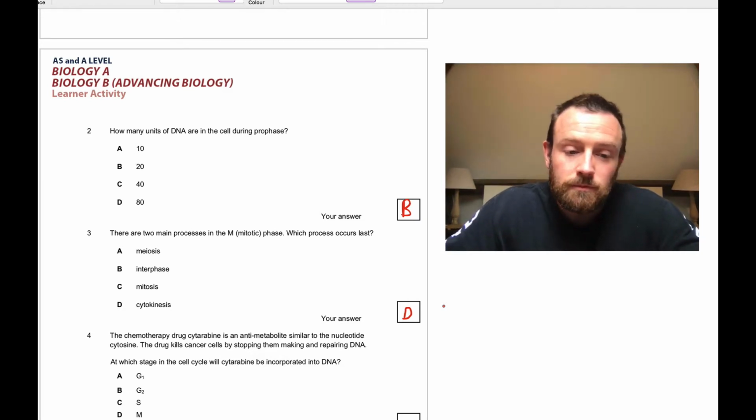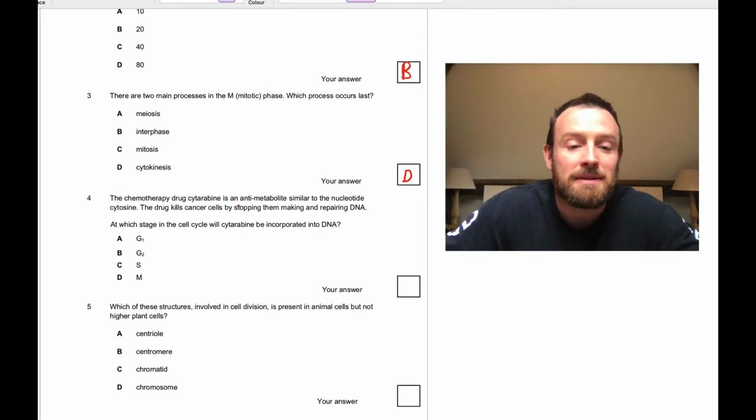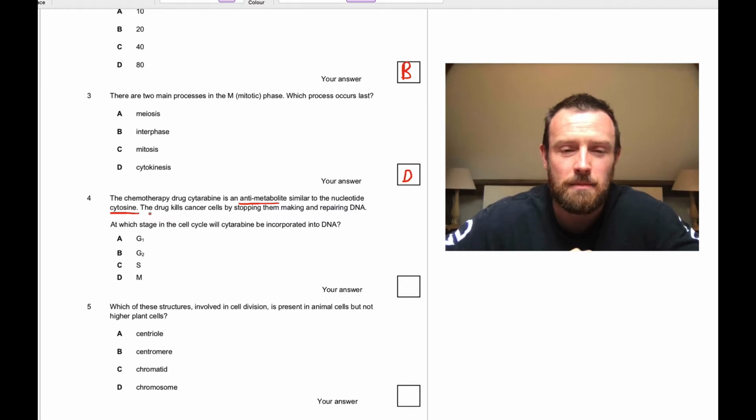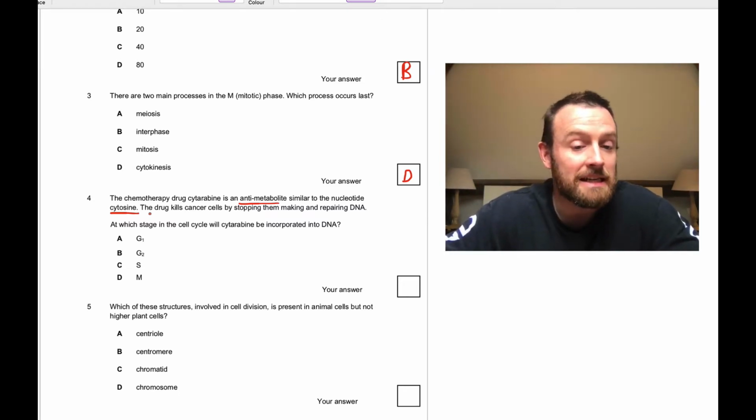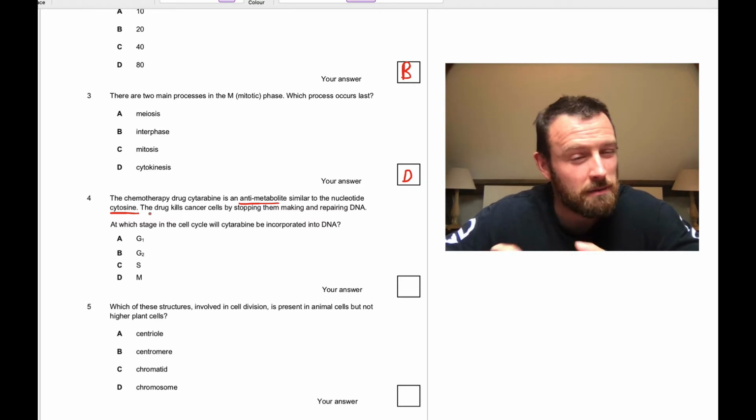4. Here's a chemotherapy drug. Cytarabine is an anti-metabolite, okay, similar to the nucleotide cytosine. So basically what this means is it will be incorporated into the DNA, but then it will kind of stop. It says it stops the making and repairing DNA. So it kind of maybe gets added by a DNA polymerase enzyme, but then it stops the process continuing any further. Sort of working a bit like a competitive inhibitor for an enzyme in a way.